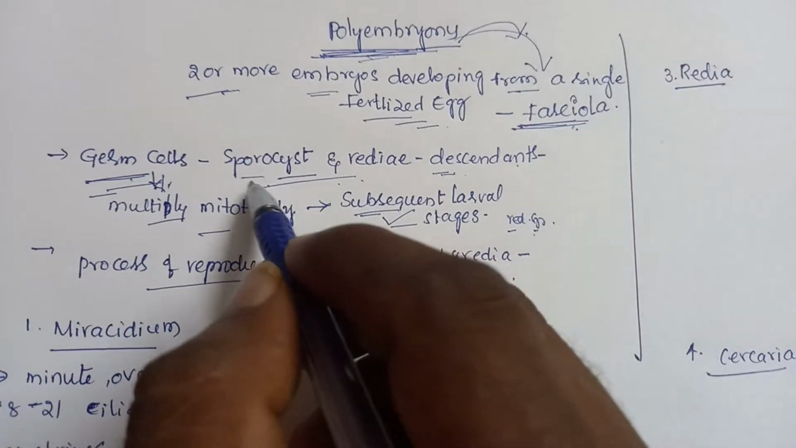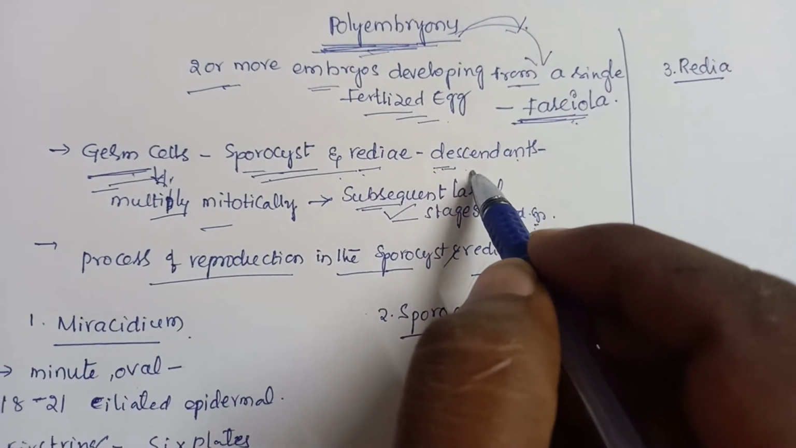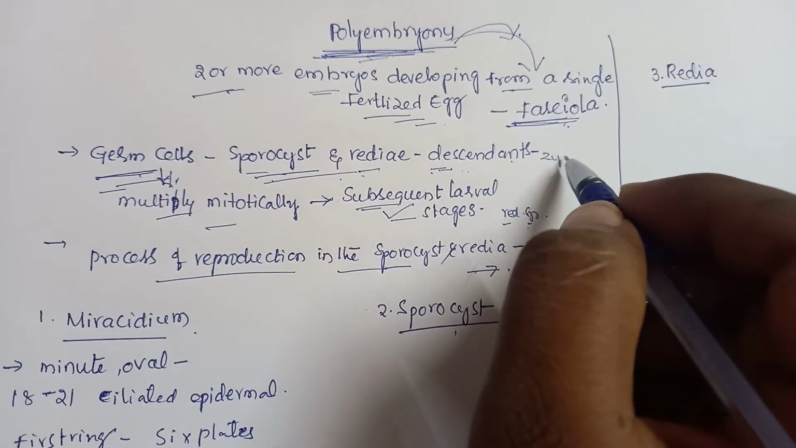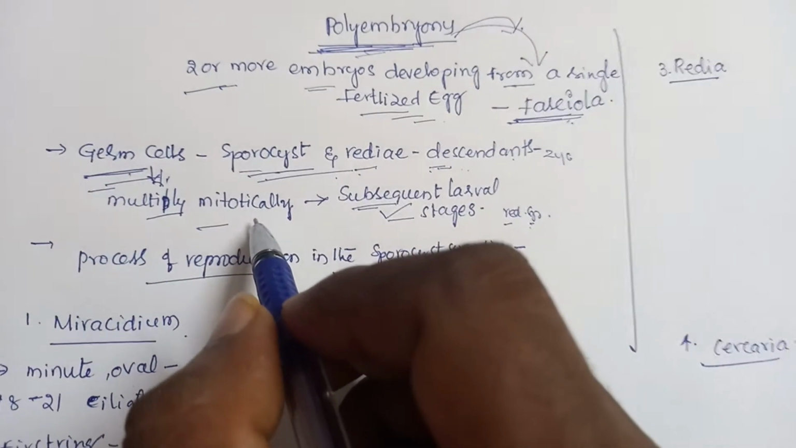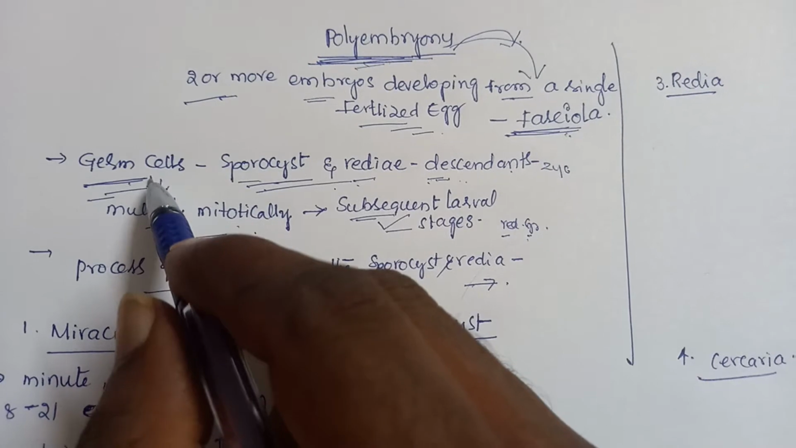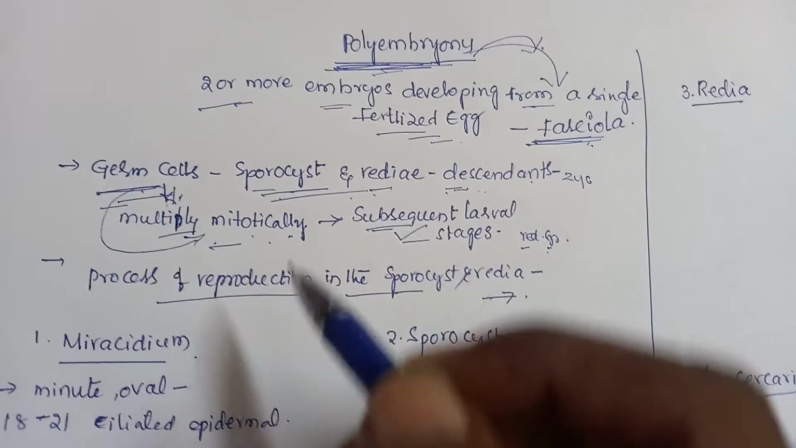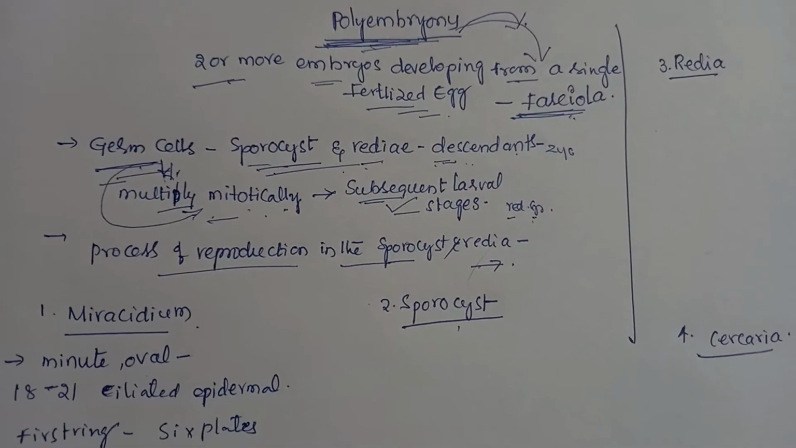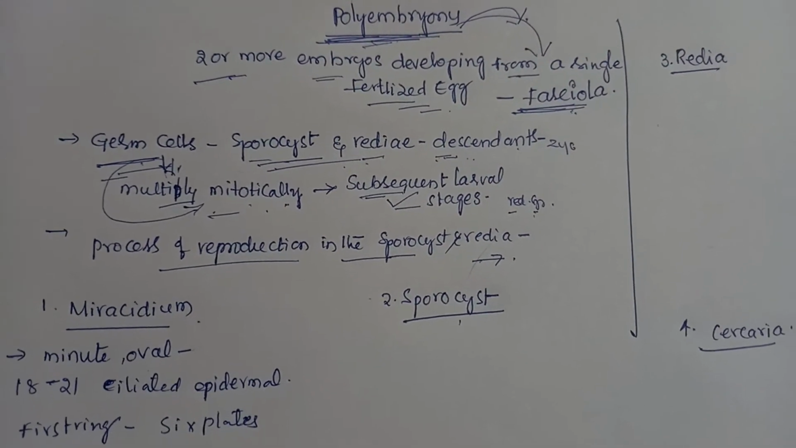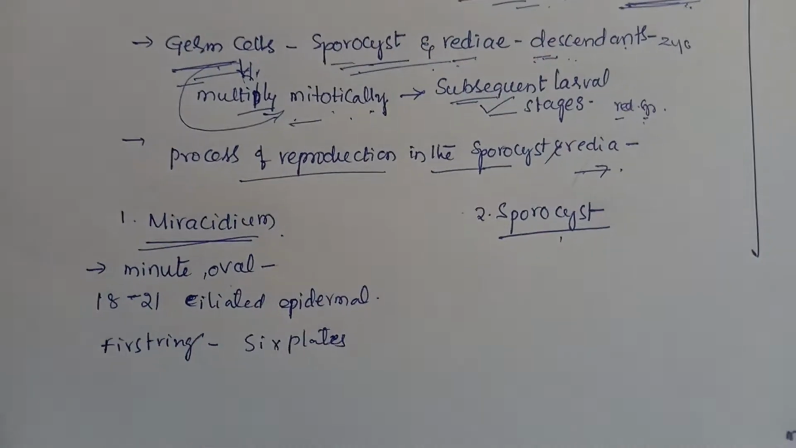So the sporocyst and redia are the direct descendants of the zygote, and these germ cells multiply mitotically and produce subsequent larval stages within the redia and sporocyst. So the first one is the Miracidium larva.